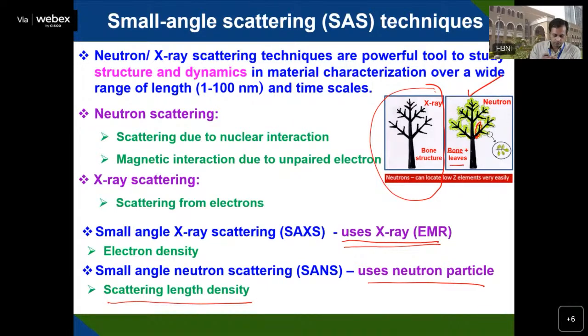We'll see how the scattering length density depends on the material. The atoms have different scattering length densities, so it doesn't depend upon the Z value. It's a random variation of the scattering length density that measures how much scattering occurs on a particular material or particular atom, that is, scattering of the neutron occurs on a particular atom.